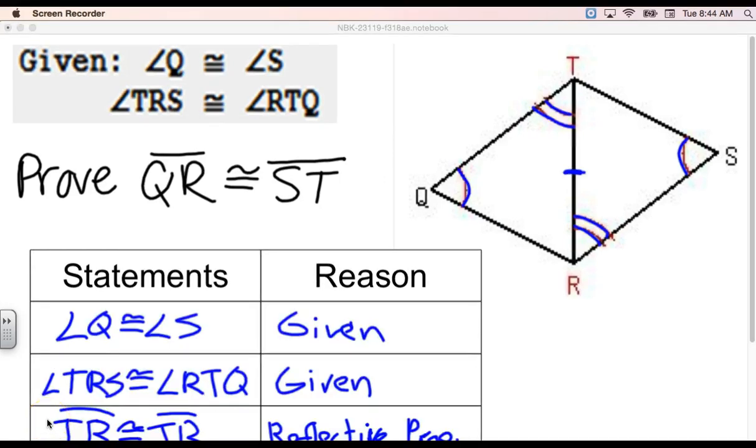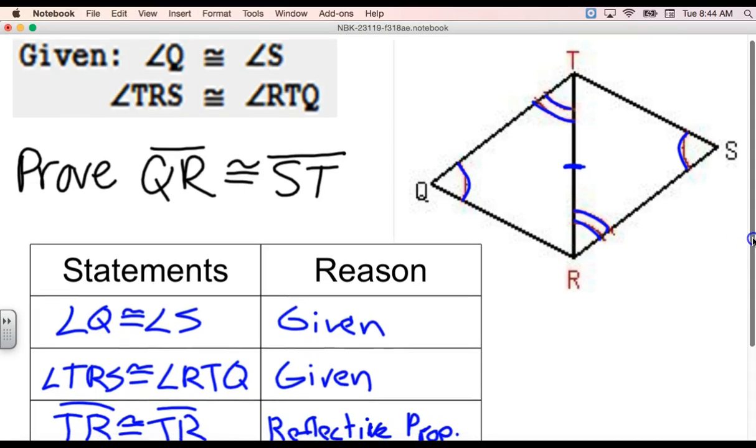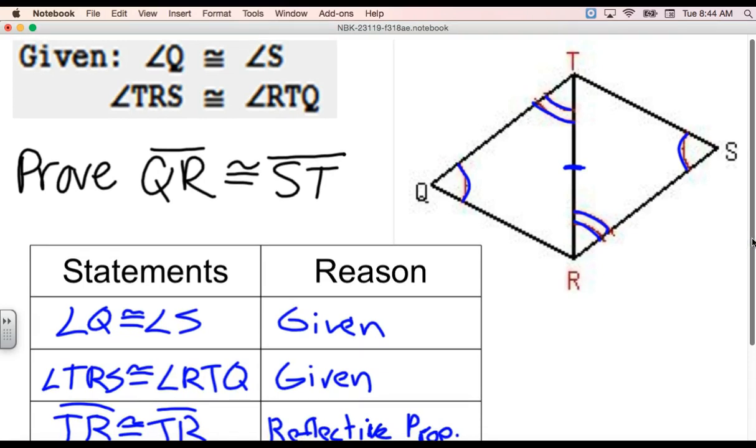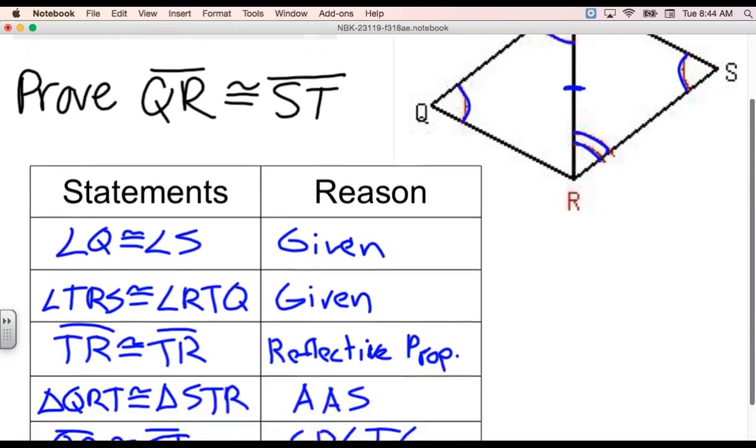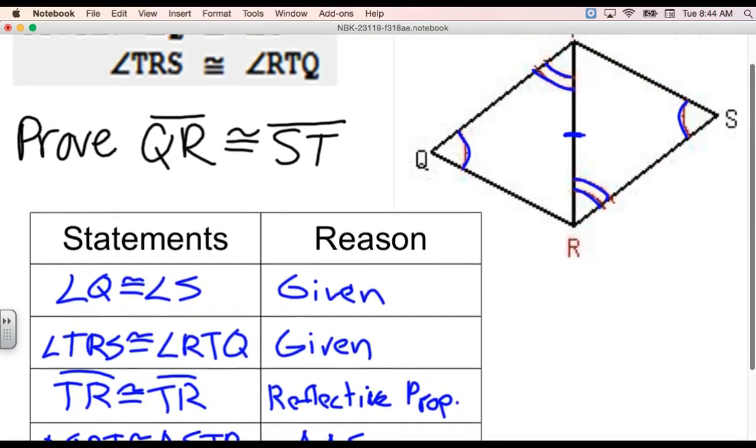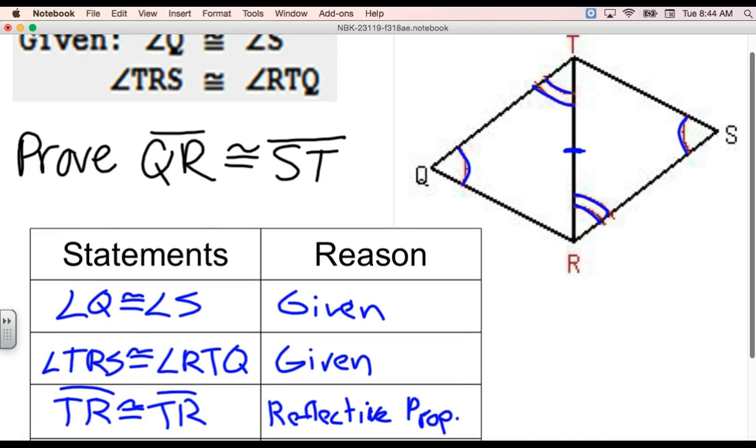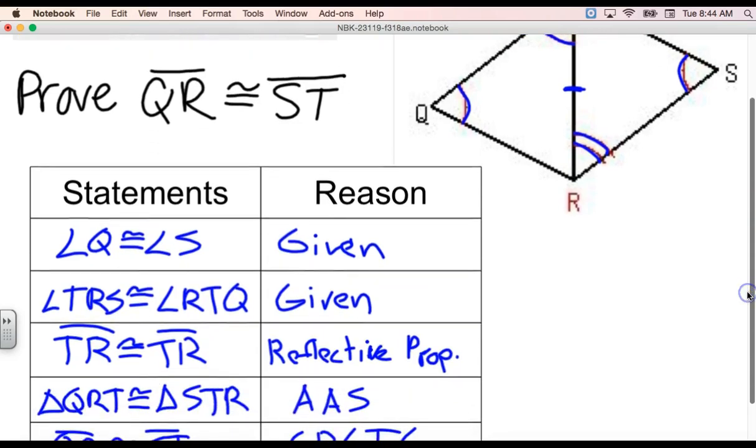All right, so we're going to start with our givens, which are that angle Q is congruent to angle S, and angle TRS is congruent to angle RTQ. So we write those into our table. The reasons are given, and we want to prove QR is congruent to ST. So that's going to go at the very bottom left. Then we need to determine what else do we know from our picture. Well, we know that TR is congruent to itself because it's the side that both triangles share. So it's going to be the same length for both triangles, obviously. So we say TR is congruent to TR using the reflexive property.